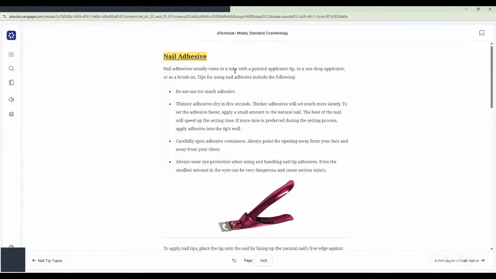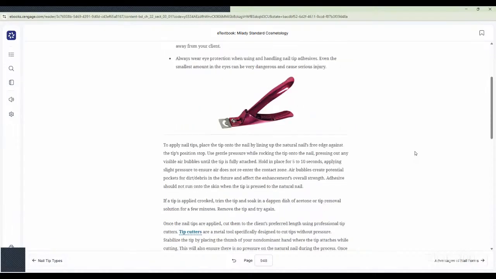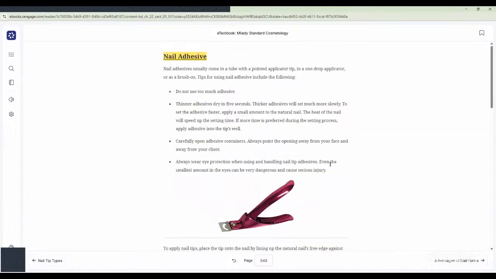Nail adhesives usually come in a tube with a pointed applicator tip and a one-drop applicator or brush-on. Tips for using nail adhesive include the following. You don't use too much adhesive. Notice they sometimes only use one drop. Their adhesives dry really fast. Carefully use adhesive containers, and make sure you put the top back on them. The more air that is exposed, the more it starts to harden up. And always wear eye protection because it can get in the eyes and cause serious injury. We're going to put these in blue for you.